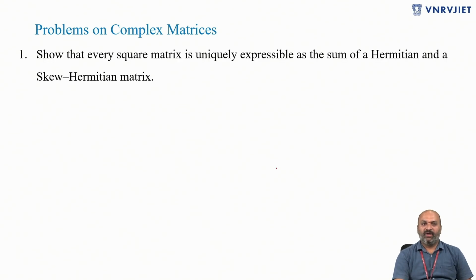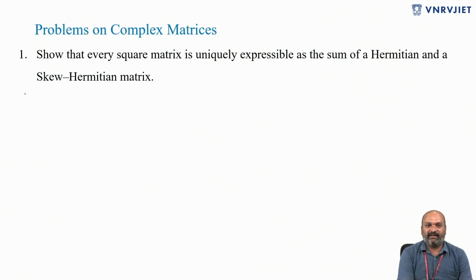We see one problem first: show that every square matrix is uniquely expressible as the sum of a Hermitian and a skew Hermitian matrix. That means consider a square matrix, which can be expressed as the sum of two matrices, one a Hermitian matrix, the other a skew Hermitian matrix. We have to prove this, and this is the only way possible, there is no other way. So now let's prove this.